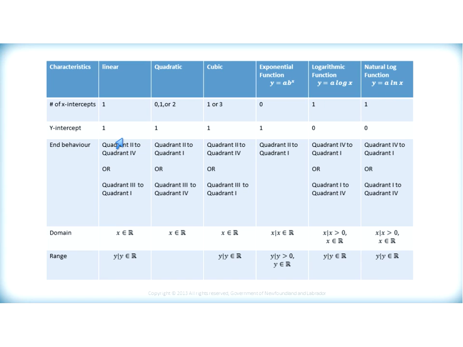If you recall from Chapter 5, we also looked at various characteristics like the number of x-intercepts, y-intercept, end behavior, domain, range. For linear, quadratic, and cubic, we also looked at the number of turning points. We are now going to look at these characteristics for logarithmic functions.